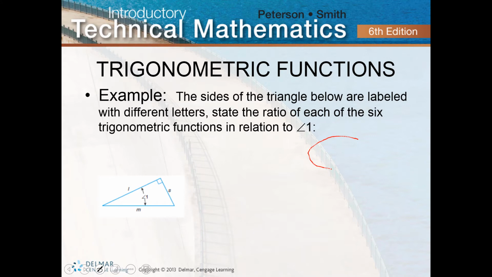So it says, with the sides of the triangle below labeled with different letters, state the ratio of each of the 6 trigonometric functions in relation to angle 1. All right, well, let's try this. So we've got angle 1. So right now, S is opposite to angle 1. All right. Let me try this with this.